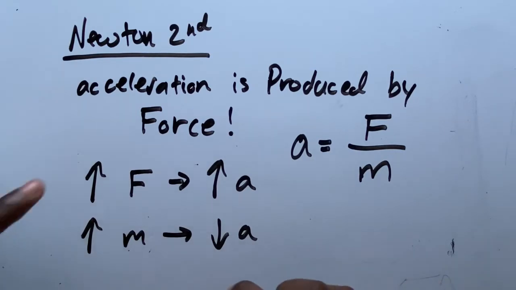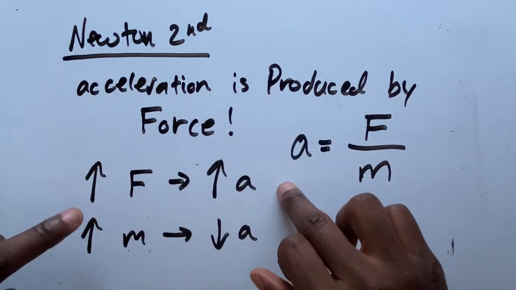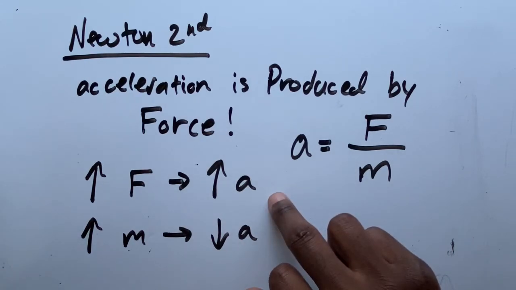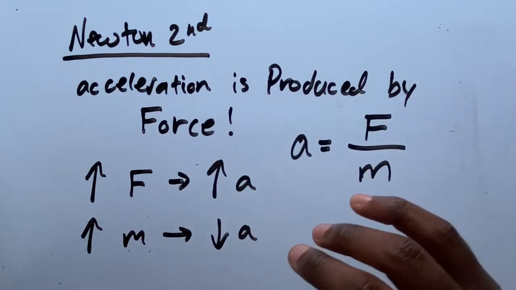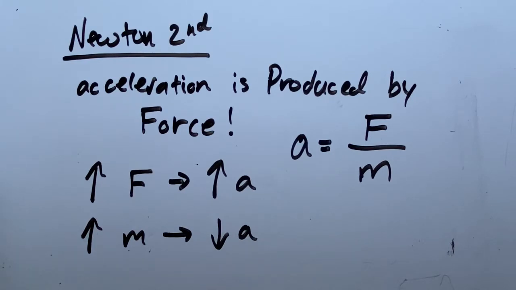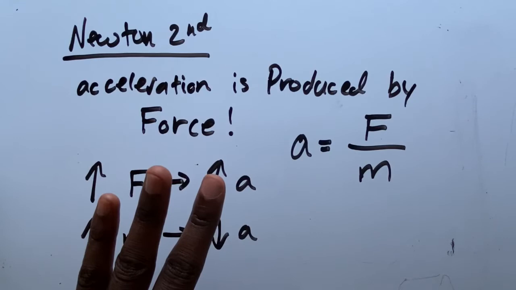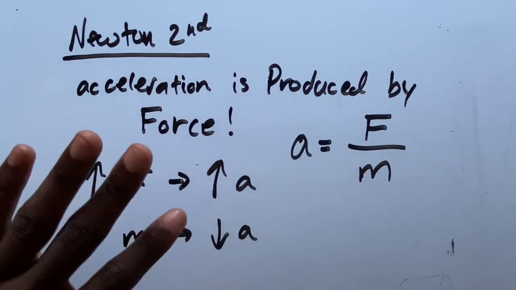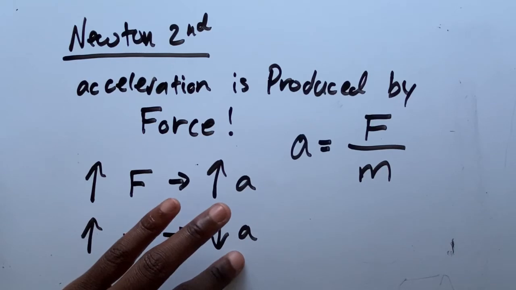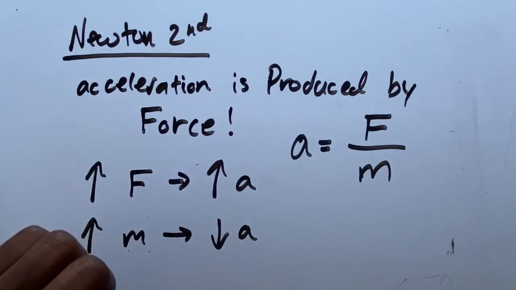And so basically, if you double the force, you double the acceleration. If you triple the force, you triple the acceleration, and so on and so on. And then let's say you increase the mass by 2, then that's going to decrease the acceleration by a half. If you increase the mass by 3 times, then that's going to decrease the acceleration by a third. Or if you increase the mass by 4 times, then that's going to decrease the acceleration by 1/4.